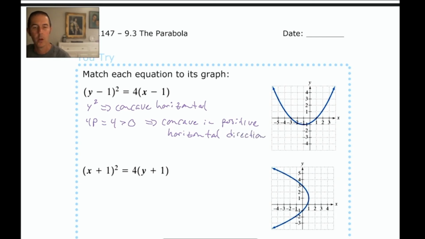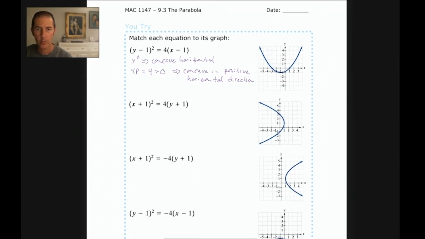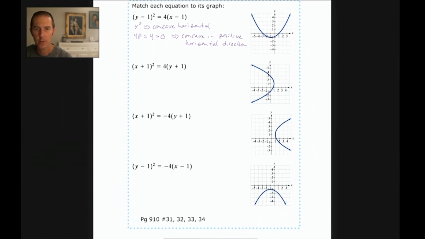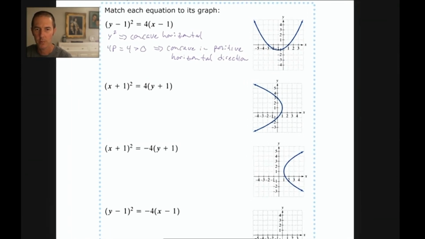All right, I won't write all of that out each time. I'm just going to say maybe concave left, right, up, or down. But you can write it out in whatever level of specificity you feel is most appropriate for you and for your own review later. So we know that it's concave to the right, positive horizontal direction. It must be our third graph down here.